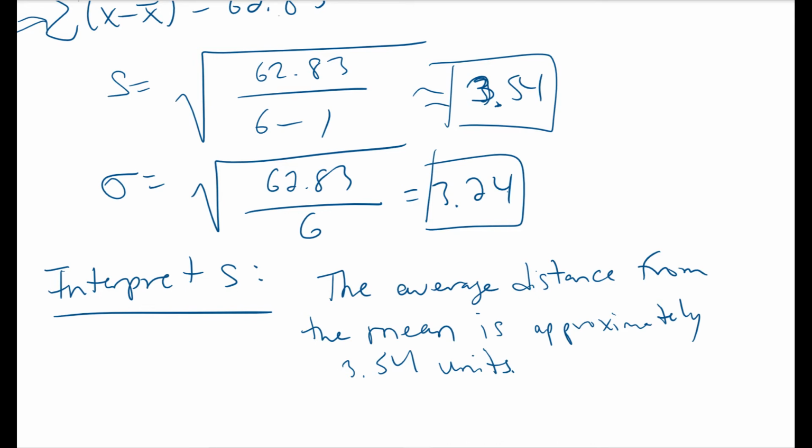If we were talking about test scores, then you would have to interpret it in terms of test scores. So you would say the typical distance from the average test score is about 3.54, something like that.